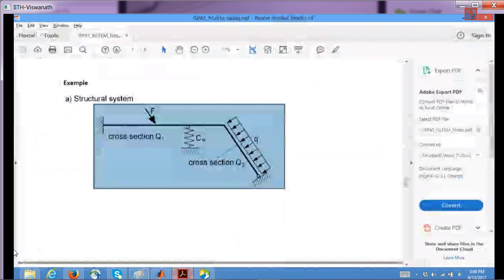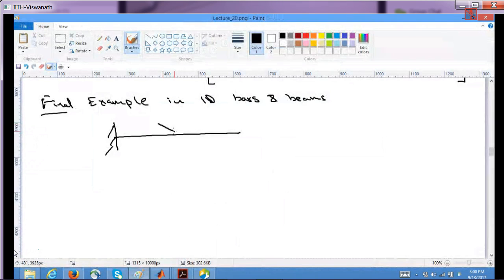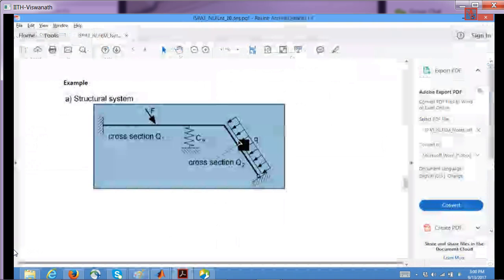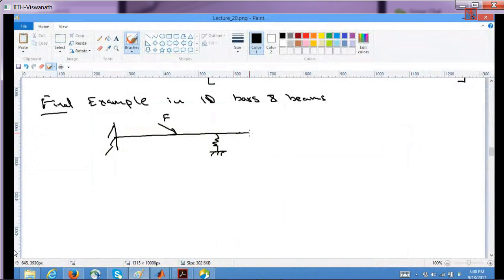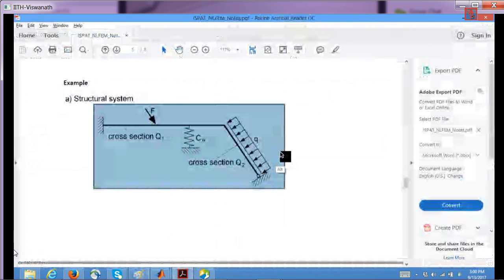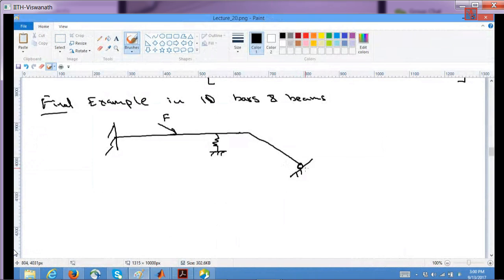I have a point load acting at one point, and at another point I have an elastic support and an inclined beam with a pin boundary condition at this place and a distributed load q at this place, which is a constant, that is a UDL, uniformly distributed load. This is the problem we want to solve.